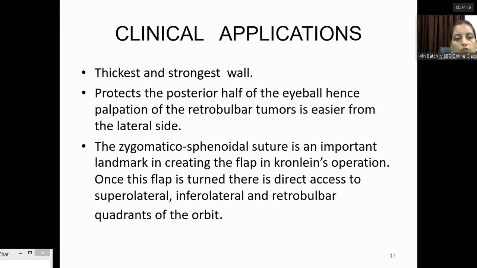So it is also the thickest and strongest wall, and it protects the posterior half of the eyeball, and hence palpation of the retrobulbar tumor is easier from the lateral side. And the zygomaticosphenoid suture is an important landmark in creating the flap in Krönlein's operation. Once this flap is turned, there is direct access to the superior lateral, inferior lateral, and retrobulbar quadrants of the orbit.